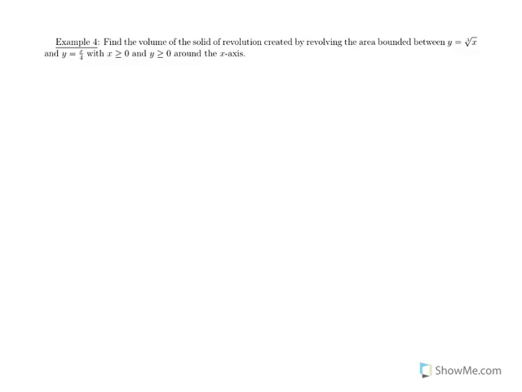Find the volume of the solid of revolution created by revolving the area bounded between y equals cube root of x and y equals x over 4, with x and y greater than or equal to 0, around the x-axis. That is a mouthful. We're going to take it step by step and try to understand what this means. First, we are going to graph these functions to understand what we're trying to deal with, just like we did in the last section.